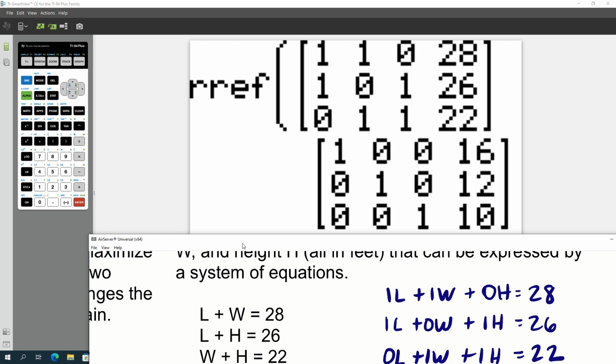And this is what we get. So as long as these are all zeros and then ones on the diagonal, then these are the answers. Whatever was first, which was L, is going to be the 16. And then W was second, it's going to be the 12. And then H was third, that's going to be the 10. And the question was the width. So the width is the second one, so the width is 12.